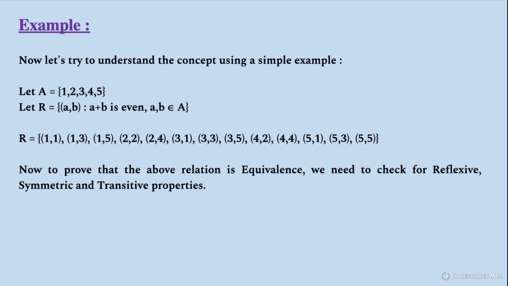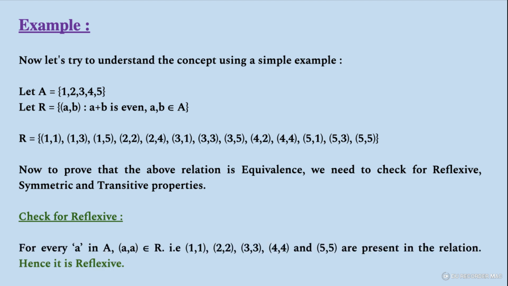So, if you want to prove a relation is equivalent, you have to check for reflexive, symmetric, and transitive. We learned about this already, right? So, first let's check for reflexive. For every a in A, (a, a) belongs to R. That is the condition for reflexive. That is, for every a in A, (a, a) should belong to R. That is the condition for a relation to be reflexive.